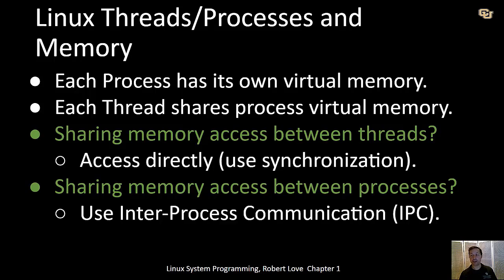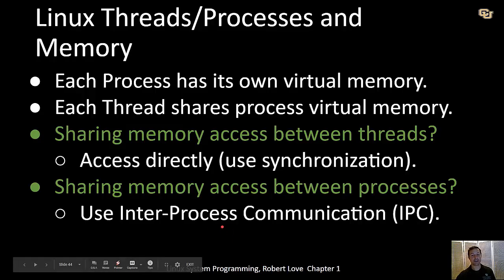By comparison, if you're sharing memory between different processes, that's not just built in like it is with threads. Because every process has its own virtualized view of memory, you won't be able to, for instance, access a global variable that's in a different process by default. However, there are different mechanisms for doing that, and those are called interprocess communication, which we'll cover a little bit today, and we'll get into a lot more detail later in the semester.